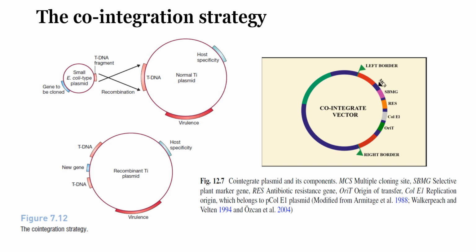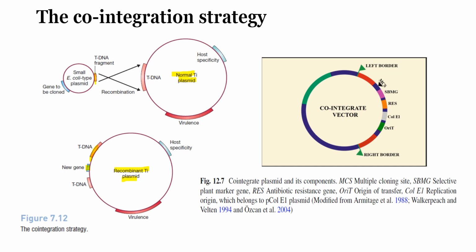After cloning into this small E. coli type plasmid, we let it undergo homologous recombination with the normal Ti plasmid, and as a result this whole small plasmid integrates into the tDNA. Now we have a defective tDNA which contains our gene of interest. This defective tDNA will not be able to cause any disease in the plant, and this recombinant plasmid will be able to transfer our gene of interest into the host plant.